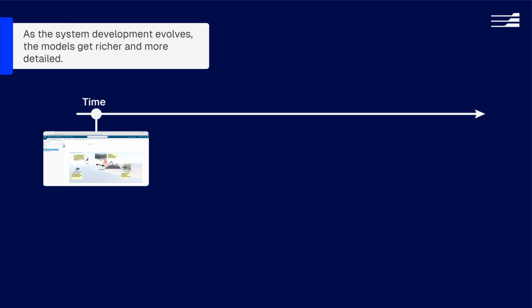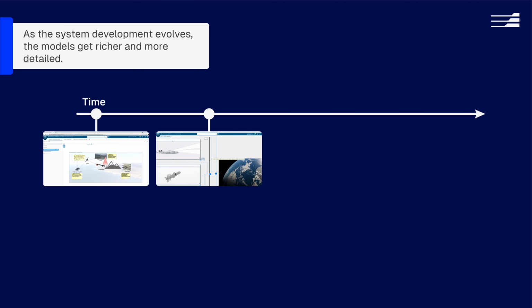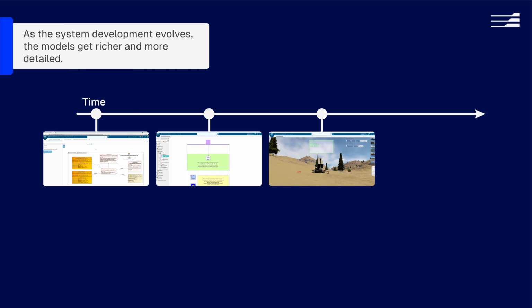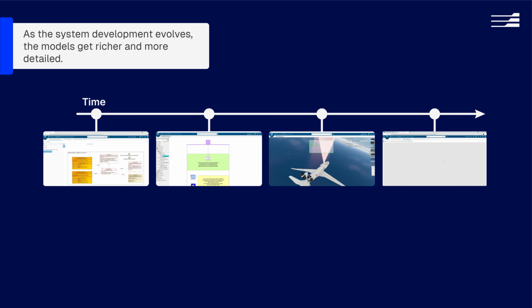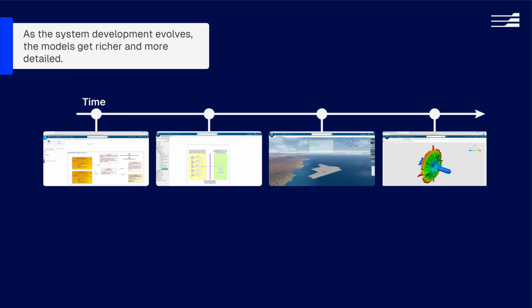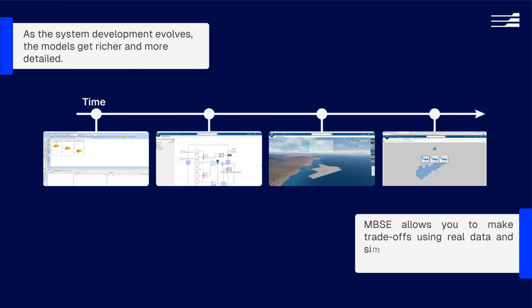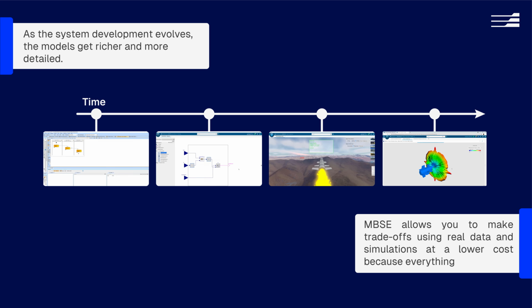You're using models to make broad, high-level decisions. Then, as you go deeper, you'll start looking at the behaviors in more detail, a bit closer to reality. The models get more granular, and decisions become more specific and optimized. By the time you're deep into the design, you could be running complex simulations. The models are as close to reality as it can get. It helps engineers understand how the system behaves under real-world conditions without having to wait for a physical prototype to even exist. MBSE allows you to make trade-offs using real data and simulations at a lower cost because everything is digital.